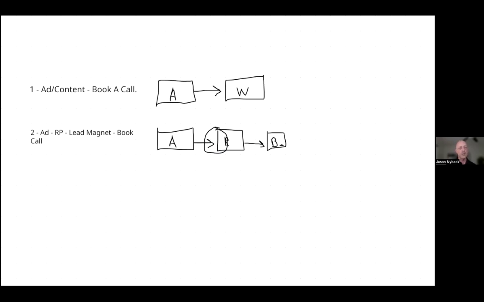Now, let's look at the third option. The third option is add to reg page. So we're just going to go RP to VSL to book a call. Okay, what does that mean? In this context, what we're going to do is take people from an ad. Let's make it a little bigger.